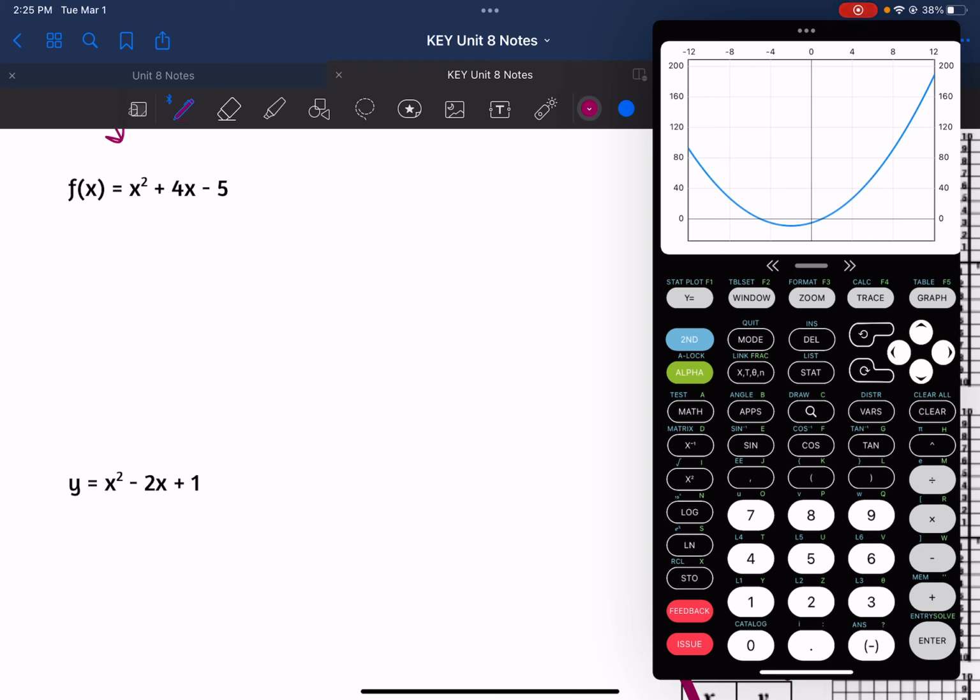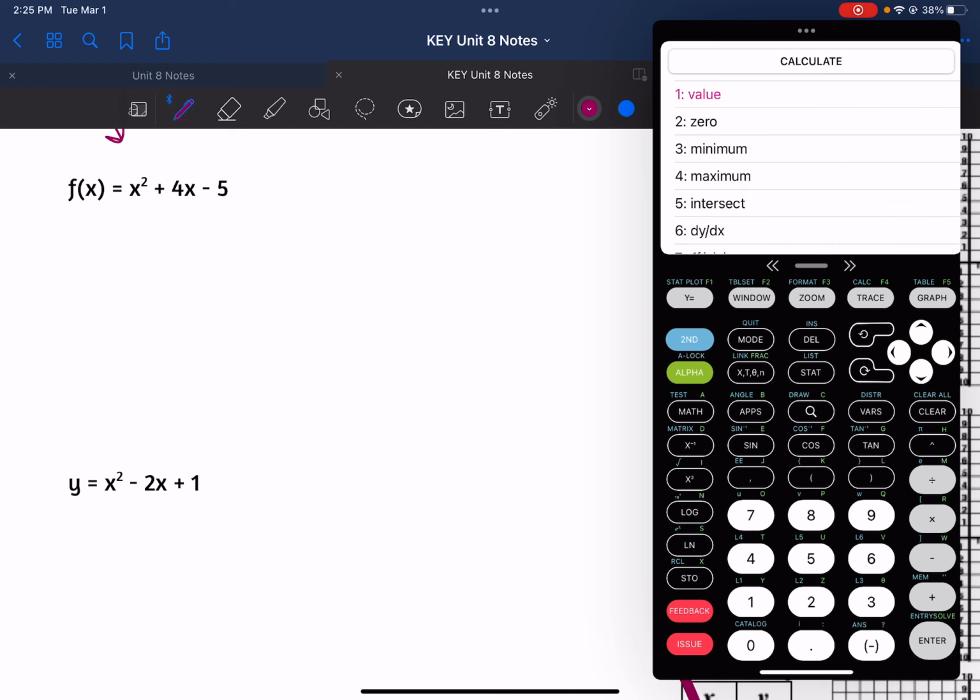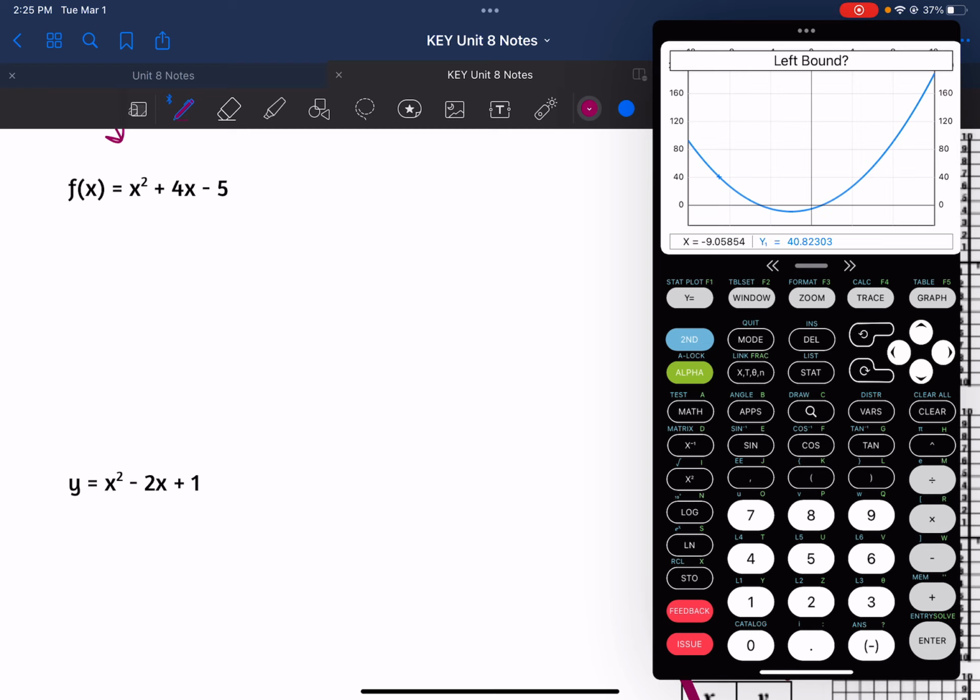Here's how you do that. You have to hit second trace, and we need to find my zeros. You see where it says 0, this right here, number 2. So you hit number 2, and then it says left bound and right bound. Yours is the same. If I can move my cursor right here, I just basically need to move it all the way to the left, right this way, and press enter.